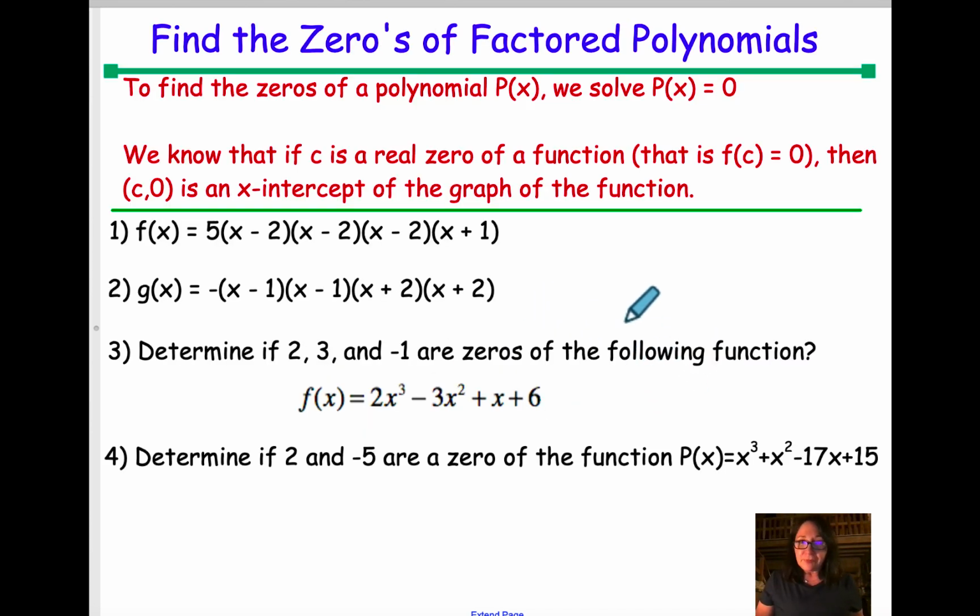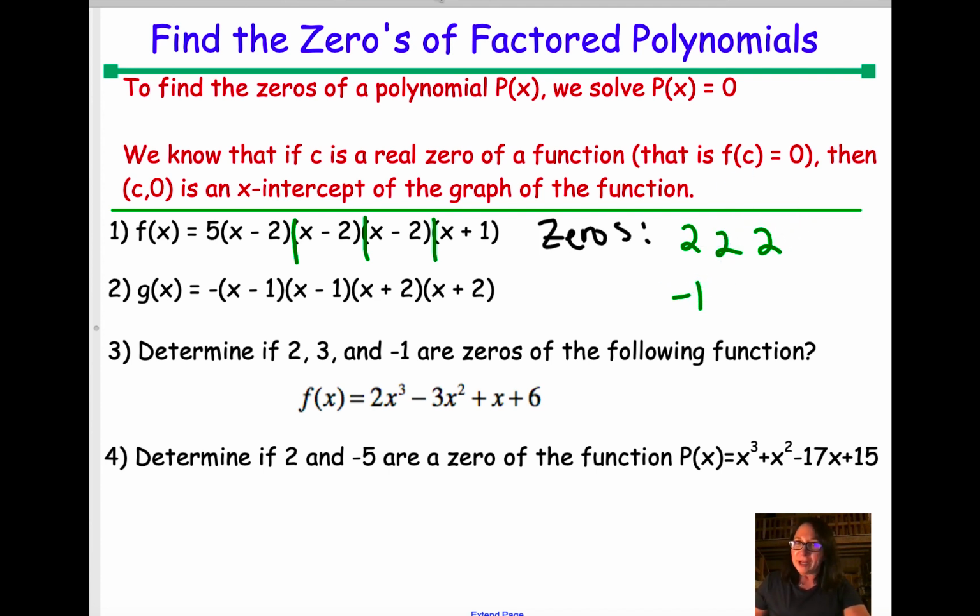All right, so this is just saying find the zeros of the factored polynomials. This is kind of cool because we want to know if we've got this right here. So if I'm looking at problem number 1 and I want to know what my zeros are, well, this has already been factored. So I can tell you that my zeros are 2. You're going to set each one of these equal to 0, okay? So you're going to say 2. Oh, wait, I have another 2. And I have another 2, and then I have -1.